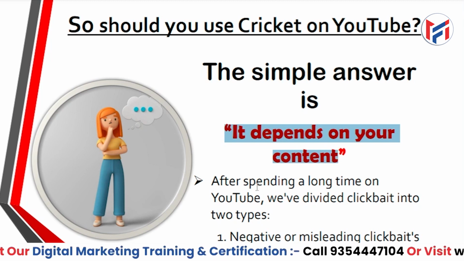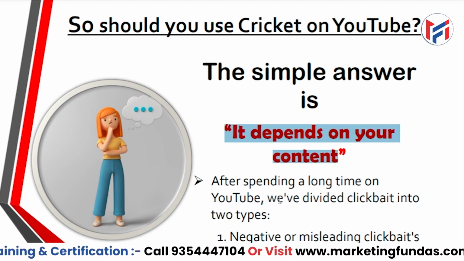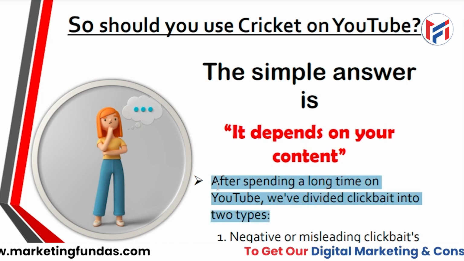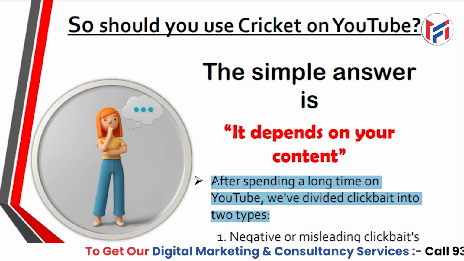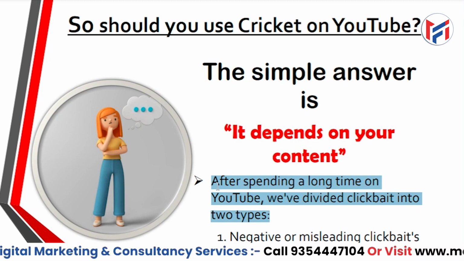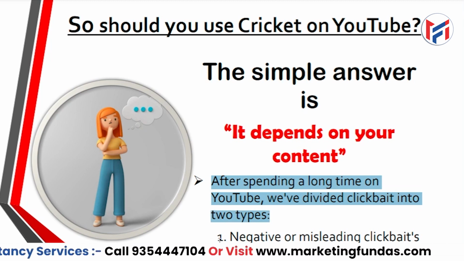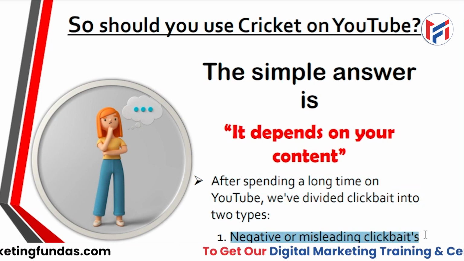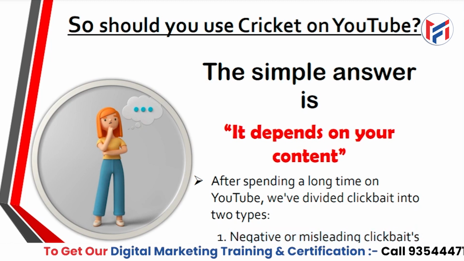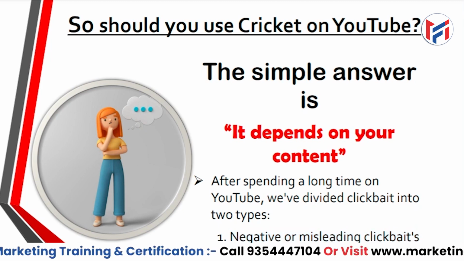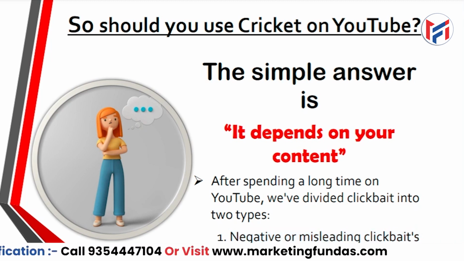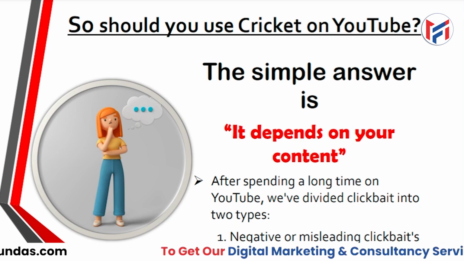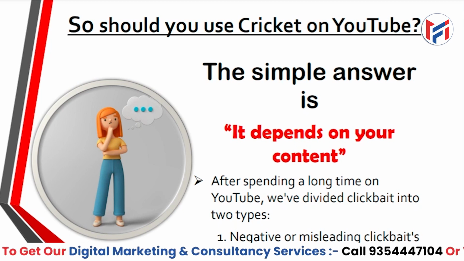Here I have mentioned that after spending a long time on YouTube, we have divided clickbaity thumbnails into two types. Yes guys, according to our analysis and our experience, there are two types of clickbaity thumbnails. The first one is negative or misleading clickbait thumbnails, and the second one is positive and constructive clickbaity thumbnails. Yes guys, clickbait is sometimes positive and constructive as well. Yes. Now I'll show you how.